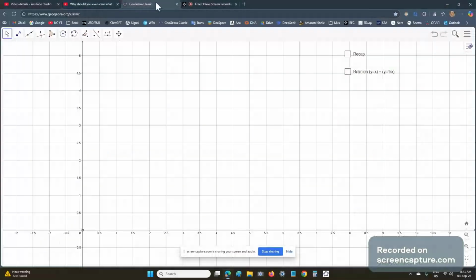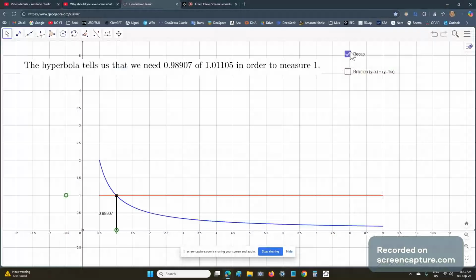So what we saw last time was this, where the hyperbola tells us that we need 1 of 1 in order to measure 1, right? And if we have 1.5, then we need 2/3 of 1.5 to measure 1, okay? Because 2/3 of 1.5 is 1.